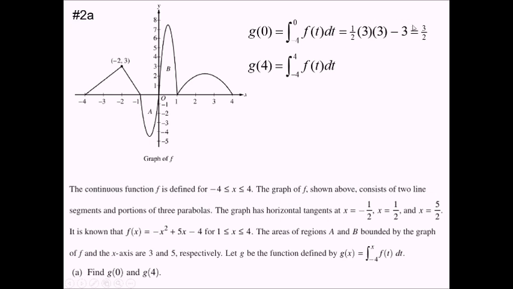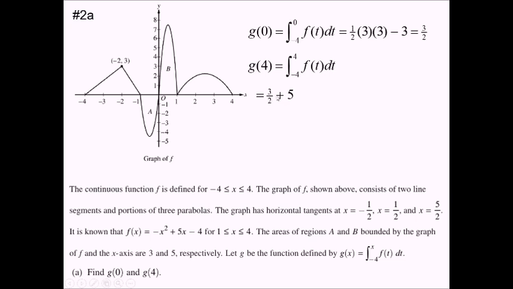That's 3/2. So really, g of 4 is just going to be this 3/2 plus whatever area is left over between 0 and 4. So I'm just going to write 3/2 there. We've already accounted for the area between -4 and 0. And now we have this area B, which they told us was just 5. So we're going to add a 5 on there.